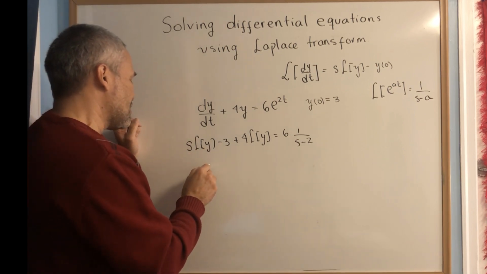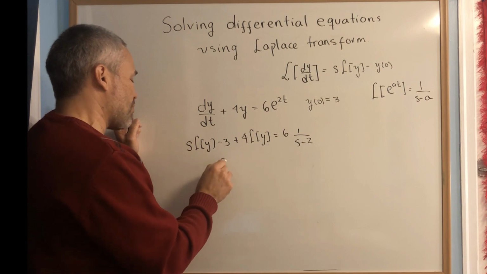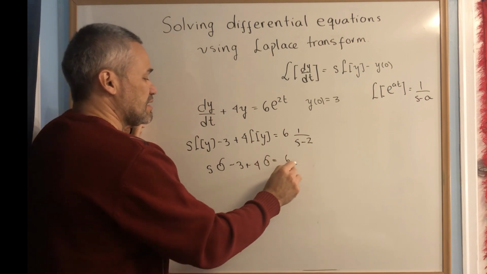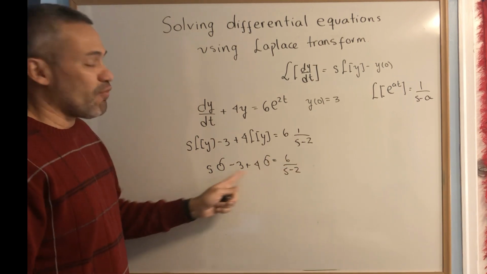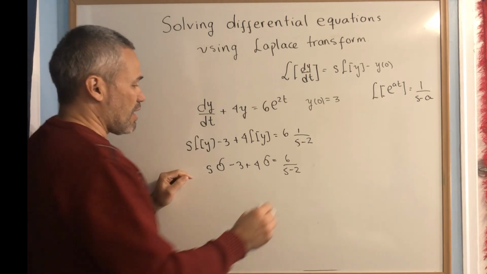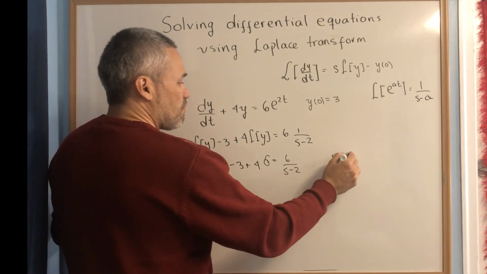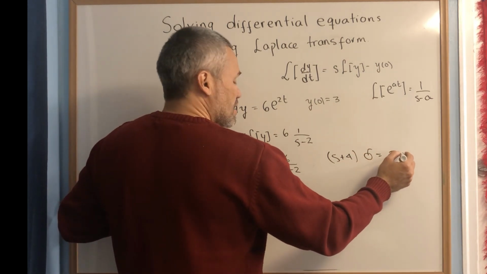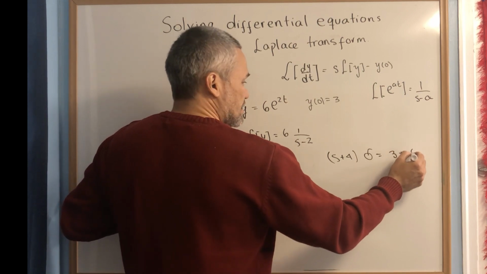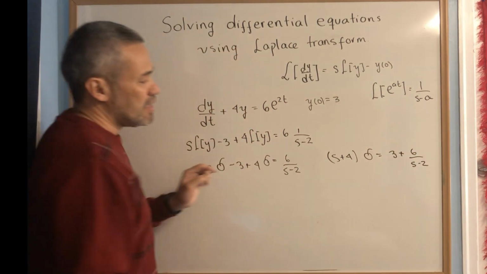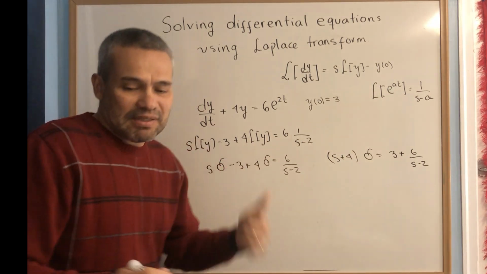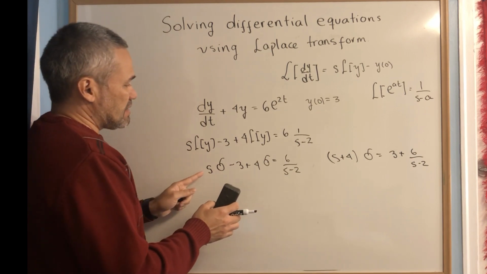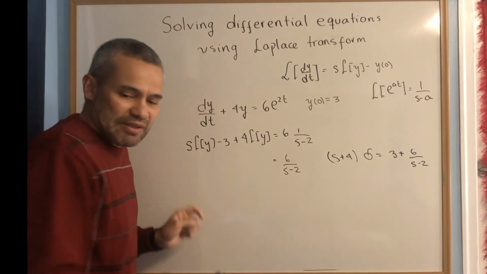I like to think of this as s times an apple minus 3 plus 4 times an apple equals 6 over s minus 2. Can we solve for an apple? Then s plus 4 times an apple equals 3 plus 6 over s minus 2, and then we can solve by dividing by this. But this is a good analogy, so let's just work with the Laplace transform of y, and let's do it like this without the apple.